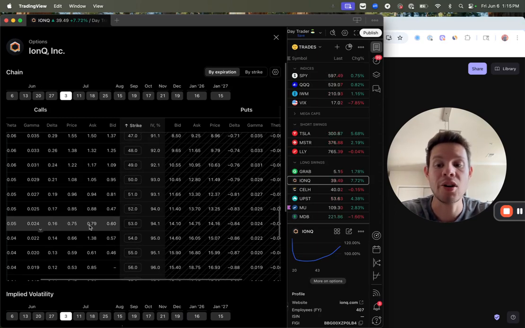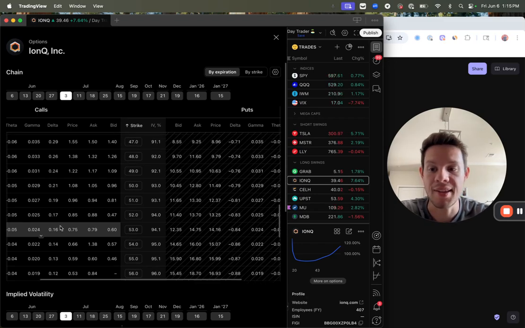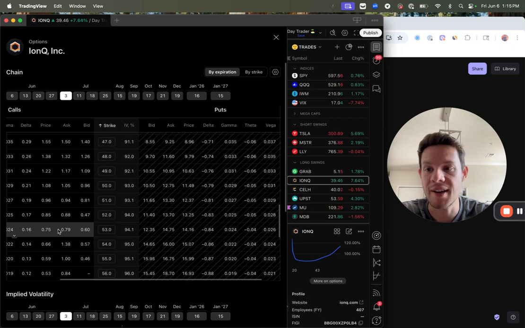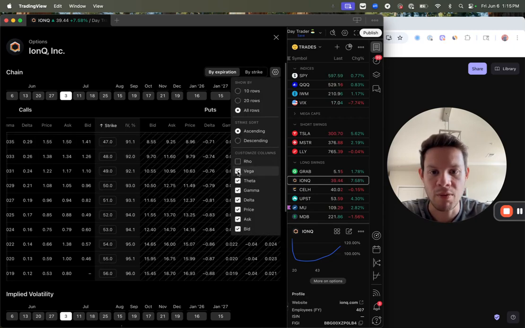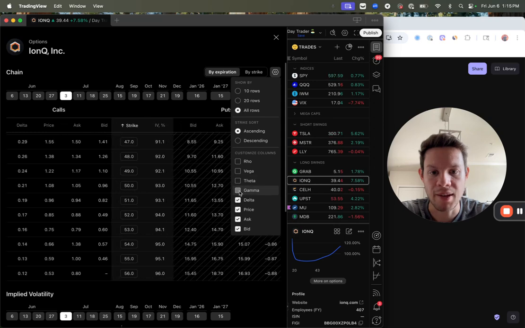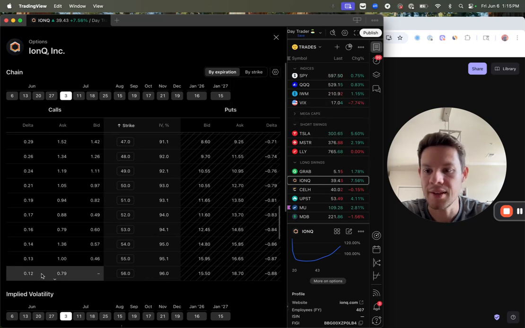So yes, my target can be $53, the quarterly expected move, but the delta is only 16. You can see it right here. Let me just filter this out. I don't want rho, I don't want vega, no theta, no gamma. Only delta. Here's the delta. $53 is only 16 delta here on the call.